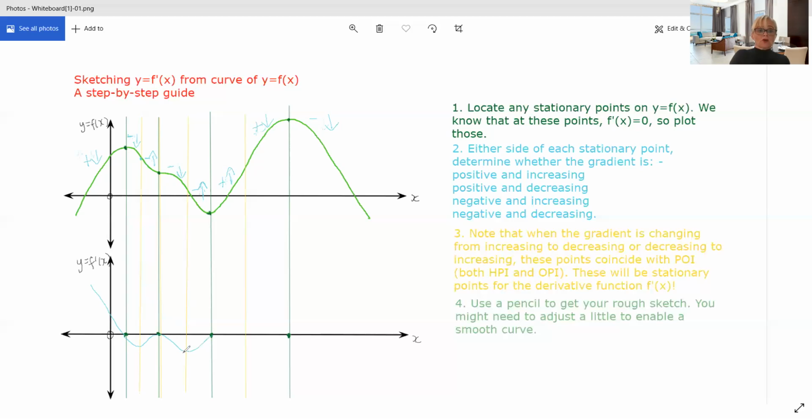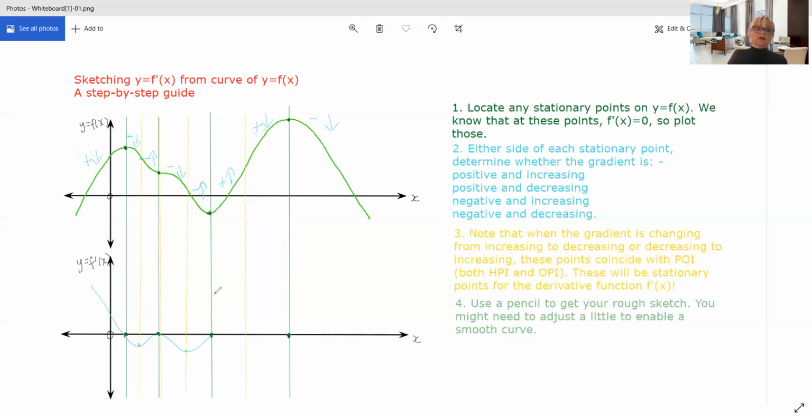Now, we don't know quite how far down to go for our local minima, but we do know that momentarily we've got nothing happening to that gradient. It's momentarily a stationary point, all right? So it's stopped decreasing and about to start increasing.